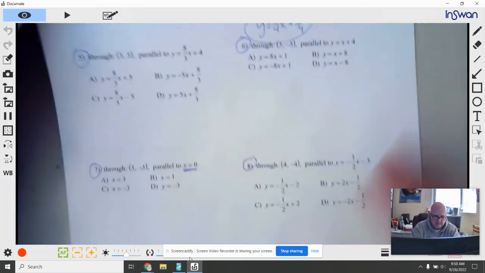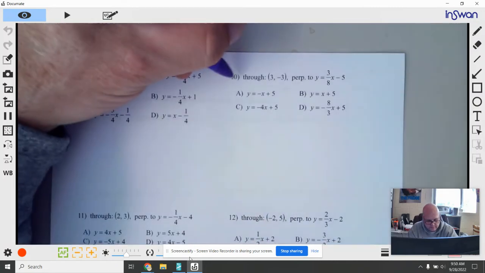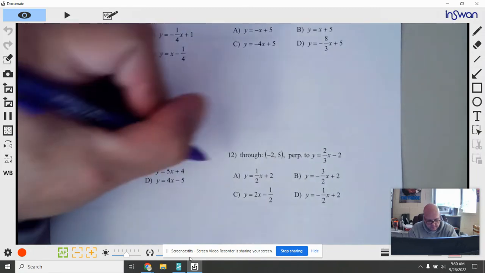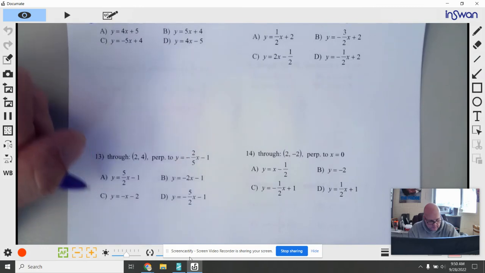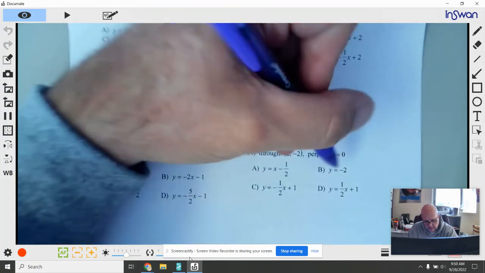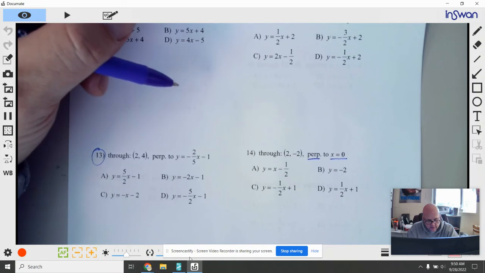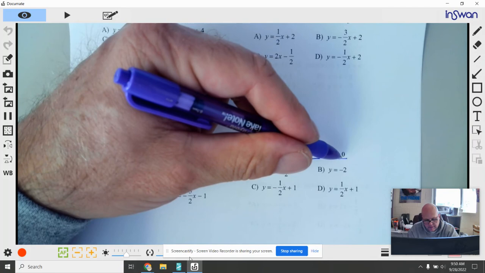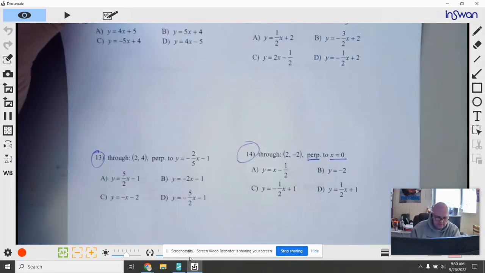Okay, number 8. Number 9. 10. 11. 12. 13. And again, look at number 14. We have another x equals 0, but this time it's perpendicular to that one. So again, you don't need to use point slope form, but just think how this is graphed and what line would be perpendicular to that one that would run through this point here. Okay, that's it.